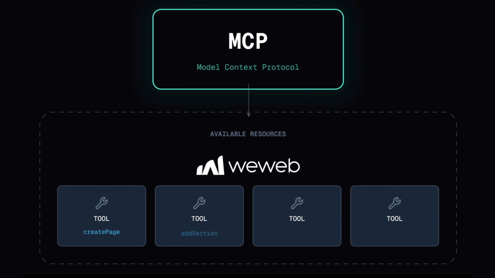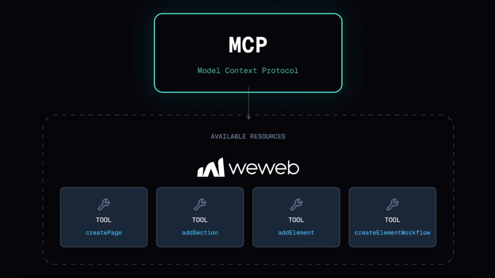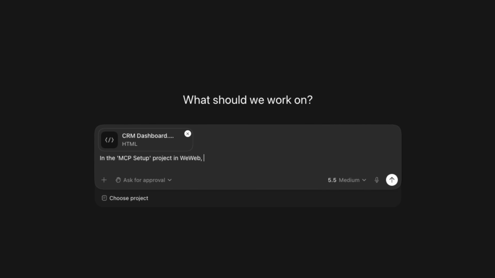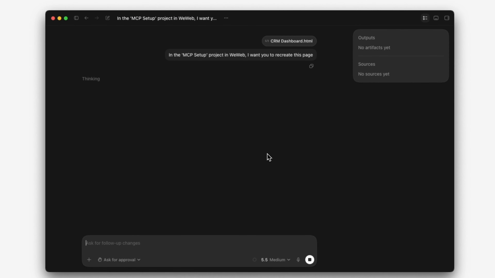So in the case of the WeWeb MCP, it exposes tools related to interacting with your project, such as adding elements, creating workflows, etc. And because it exposes these tools, you could connect your AI to the WeWeb MCP, and thus your AI could then build inside of your WeWeb projects.